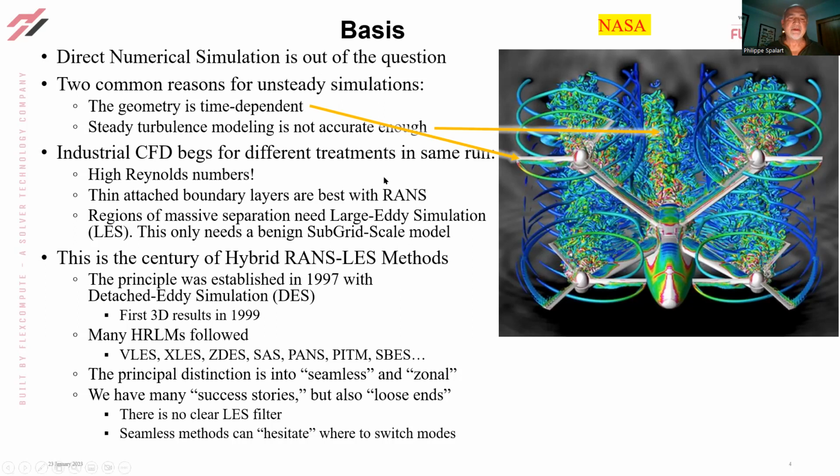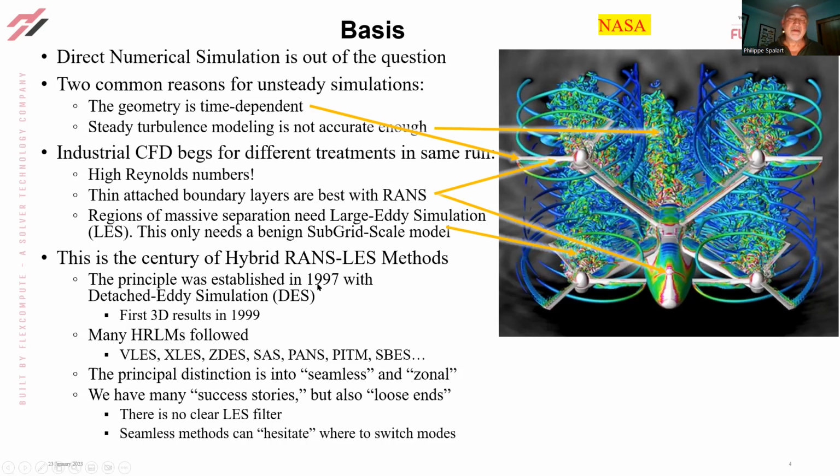Now, why it gets complicated is that industrial CFD often needs different treatments in the different regions of the same run. This is all due to high Reynolds numbers, and the thin attached boundary layers on the blade or on the body are best with RANS, and the regions of massive separation essentially need the turbulence-resolving 3D unsteady simulations. I claim that this is a century of hybrid RANS-LES methods. That is, we will be doing it for many decades.